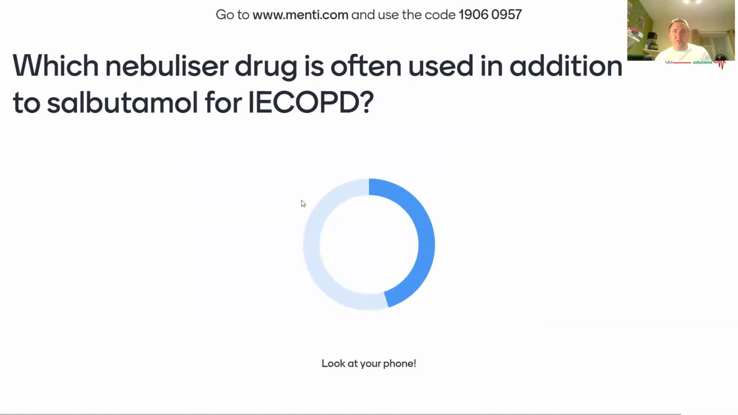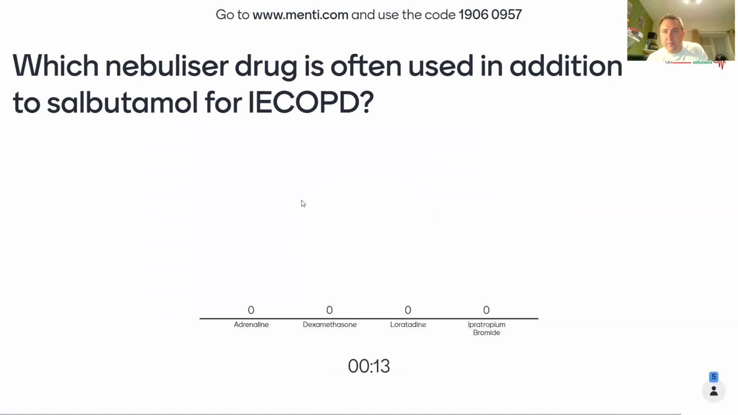Which nebulized drug is often used in addition to salbutamol for infective exacerbation of COPD? Do we use adrenaline, dexamethasone, loratadine, or ipratropium bromide? Which nebulizer drug is often used in addition to salbutamol for infective exacerbation of COPD?